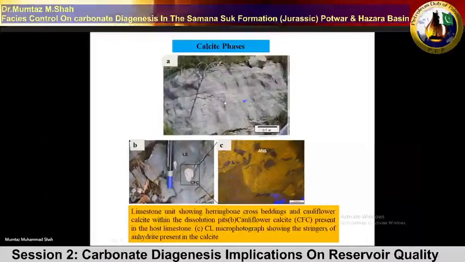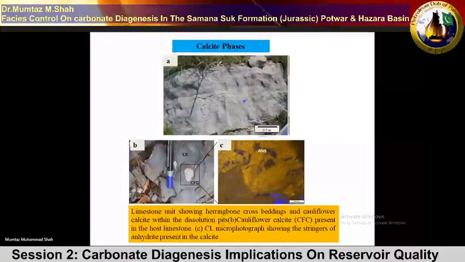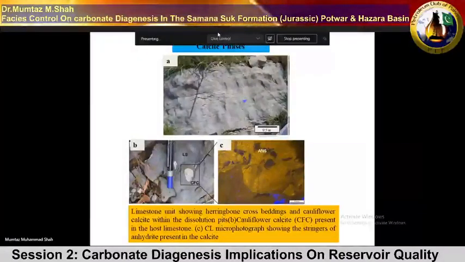These bedding parallel stylolites, which we can see over here, are filled by this brown colored material, which represents the dolomites. So this is the typical character of bedding parallel stylolites and cross stratification, which represent shallower water conditions in terms of deposition of these carbonate successions.